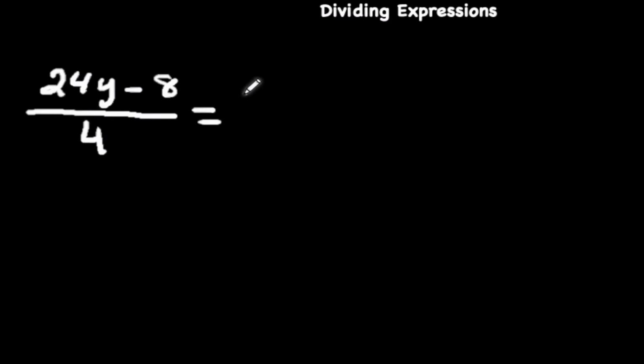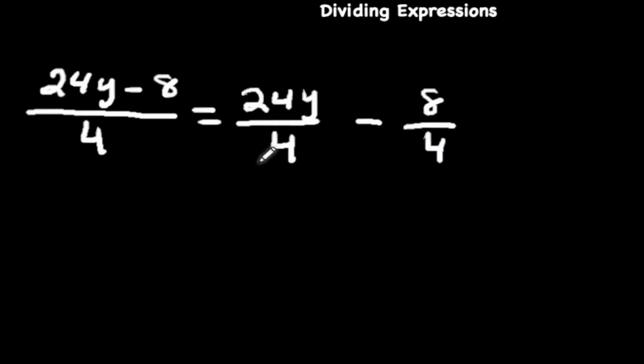Okay, wipe this out. So let's look at another example. So 24y minus 8 divided by 4. So 24y divided by 4 minus 8 divided by 4. Okay, so 24 divided by 4 is equal to 6. We're left with y. Minus 8 divided by 4 is 2. So 6y minus 2 is our answer.